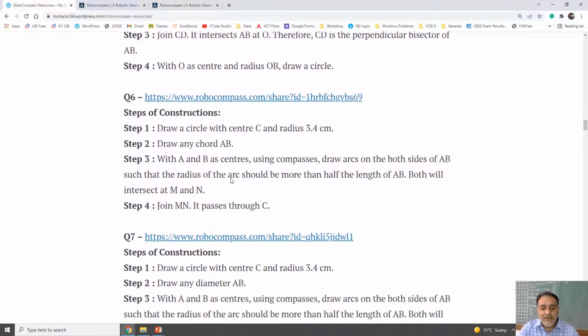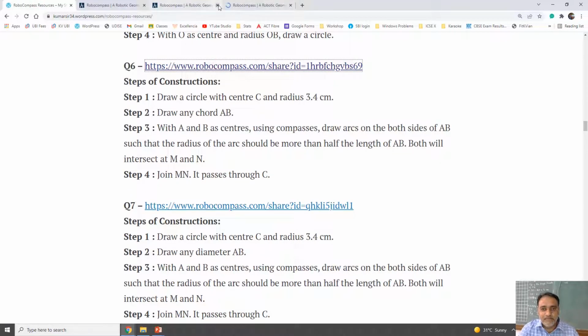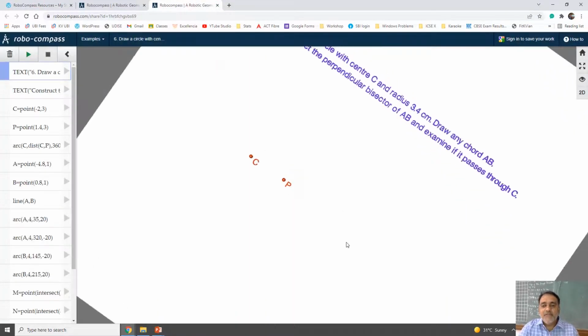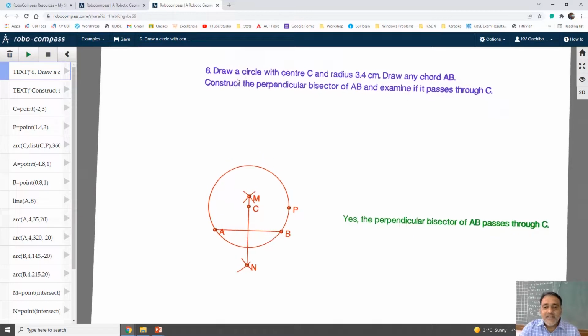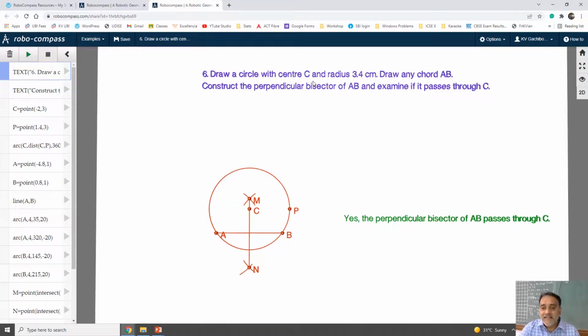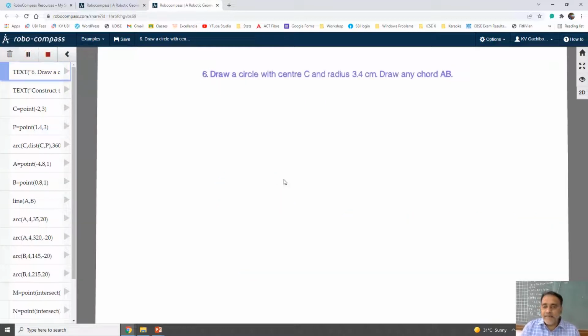Now we are moving toward question number 6. Question number 6 is draw a circle with center C and radius 3.4 centimeter. Draw any arc, any chord AB, construct the perpendicular bisector of AB and examine if it passes through C or not, that is center or not.